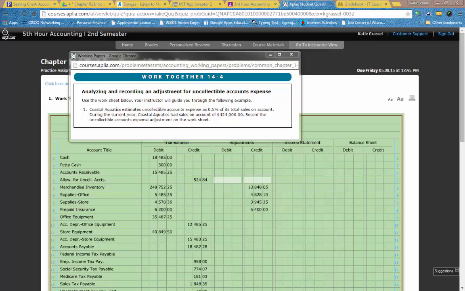So sales on account are only the people that came to us and said, I'm going to take this product, but I'm going to pay you later. But Coastal Aquatics has determined that 0.5% of our sales on account are not going to pay us back. So why would a business do sales on account then, if they know they're not going to get all their money? They're not going to get interest rate.